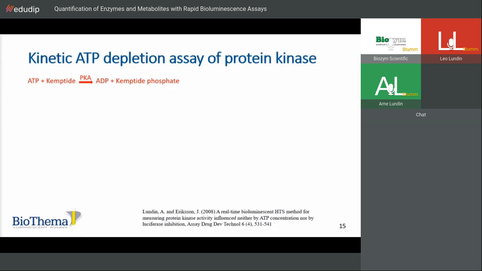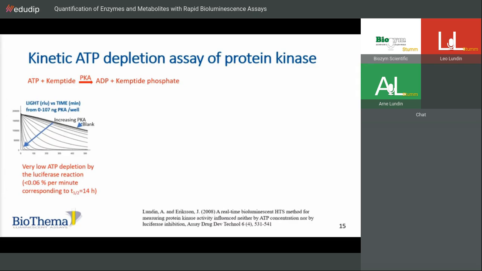This slide illustrates the kinetic ATP depletion assay of protein kinases. We used protein kinase A, PKA, and chemtide as substrate. Light versus time was measured from 0 PKA, the blank, up to 107 nanogram PKA. The ATP depletion for the blank is very low, less than 0.06% per minute, corresponding to a half-time of 14 hours.